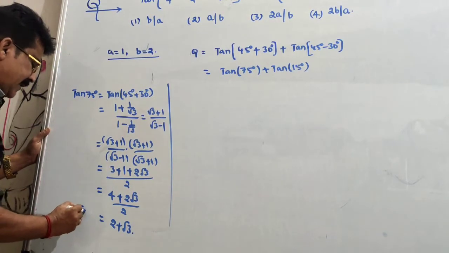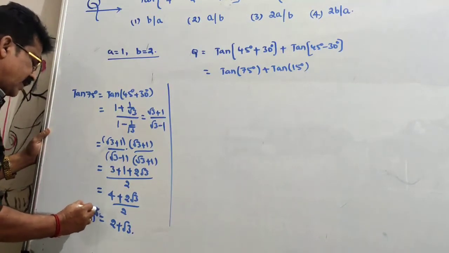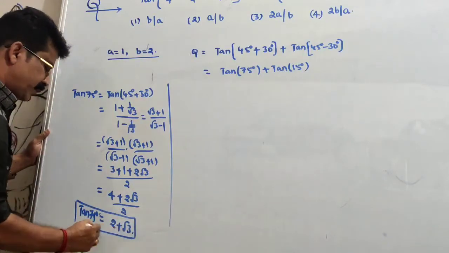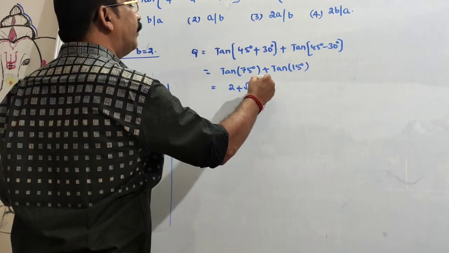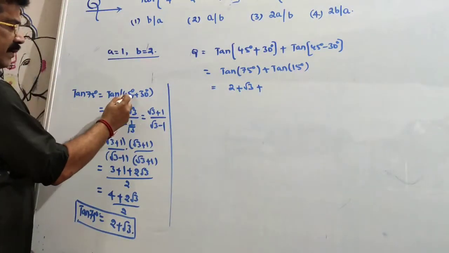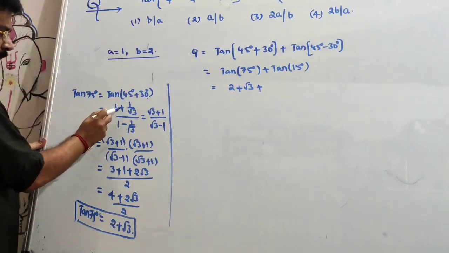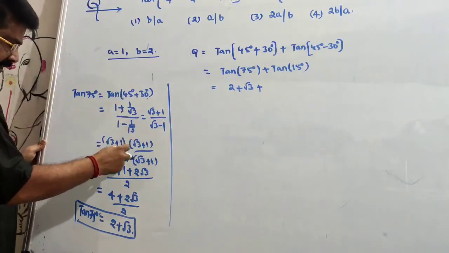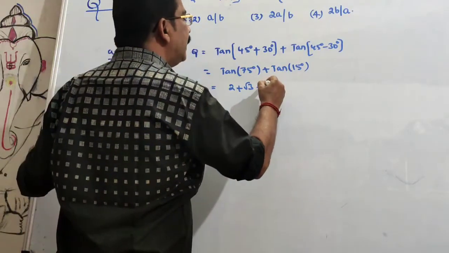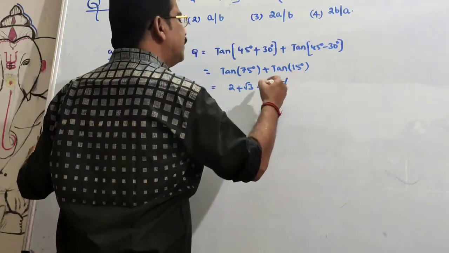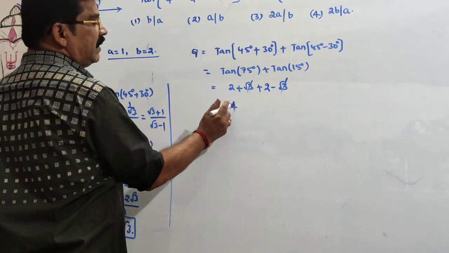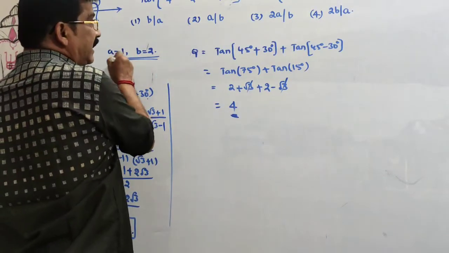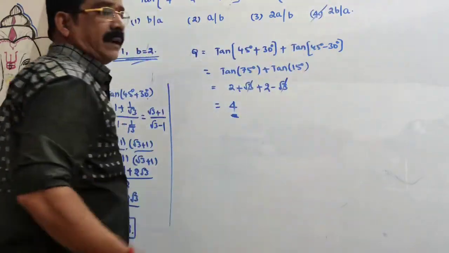This is tan 75. Of course, this value is a standard value. Already we proved it in 11th standard. That is equal to 2 plus root 3, plus similarly tan 15, which is 45 minus 30. By putting minus and rationalizing the denominator like that, we obtain 2 minus root 3. Thus root 3 cancels, it remains 4. So which option is giving 4 by putting a equal to 1 and b equal to 2? Fourth option is right. Hence the problem.